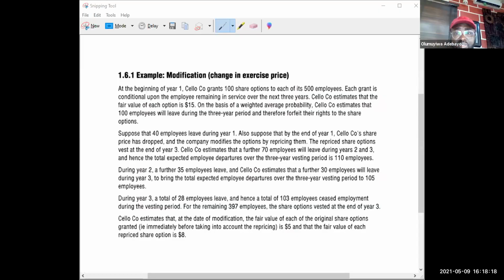Okay, now to attempt solving this question, as usual, we need to answer the following questions. The first thing is to ask ourselves, what type of share-based payment is this? It's equity settled. I find that we have done more of equity settled because that is what accounts for much more of such transactions than cash. Grant date is the beginning of year one. Measurement date is the same date. Fair value, initial fair value, is $15.